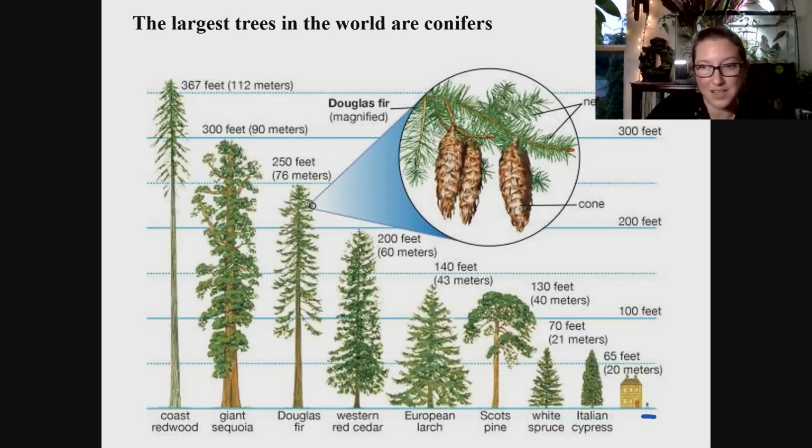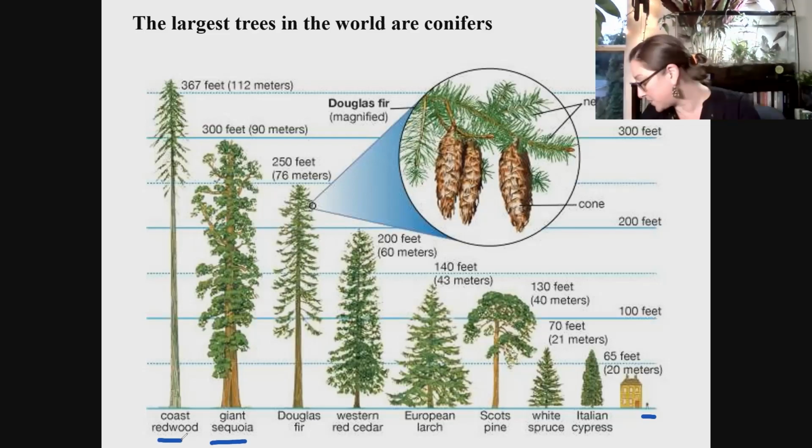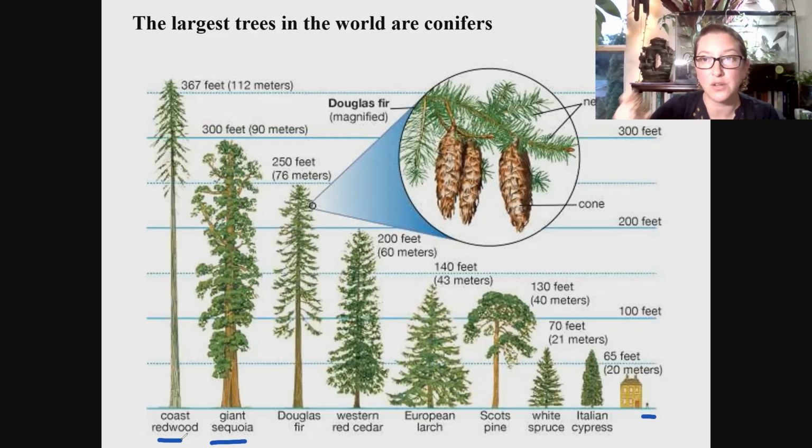Check out the size of these trees. I mean, these giant sequoias and coastal redwoods, those are the ones I was saying. The sequoia trees can be that big. Look, 300 feet tall, and their cones are this big. But yeah, Douglas fir regularly occurs in New Jersey, and it could even reach up to 250 feet tall. Giant trees.